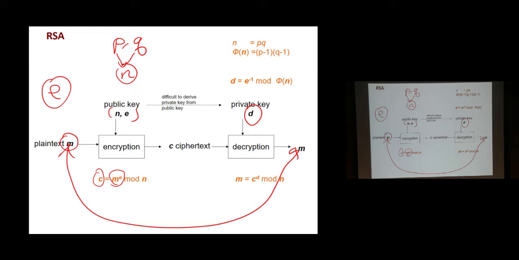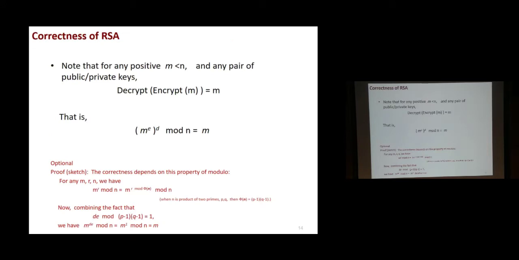So it sounds a bit magical, but why is this true? The correctness is, in some sense, quite obvious. You look at the encryption and decryption process. If I take any message M, I encrypt it and decrypt it. I increase it, I raise to the power of E. I decrease it, I raise to the power of D. So in the end, you will get M to the power of E multiplied by D modulo N.